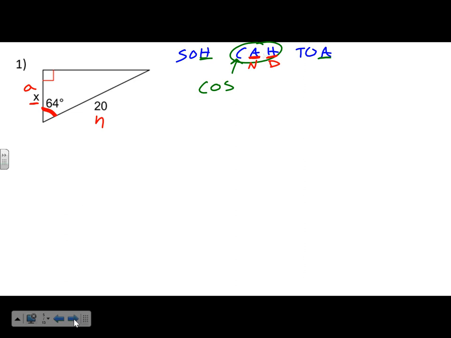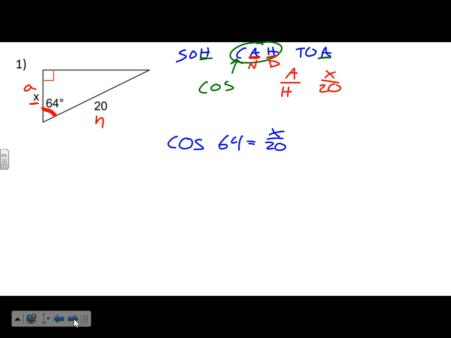So my adjacent over my hypotenuse, well, if you go over here, your adjacent is the x, and your hypotenuse is the 20. So naturally, that brings us to our next step, where we're setting up the cosine of our angle 64 is equal to my fraction x over 20. Now, this is where it's important to realize that the cosine of 64 is just a number. There's no variables in there.